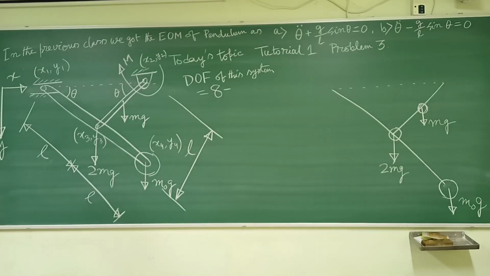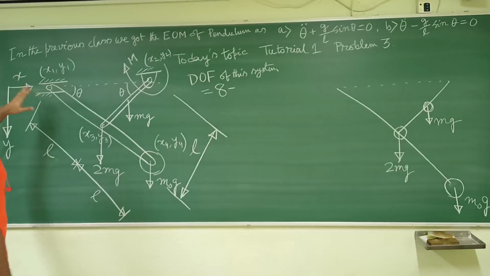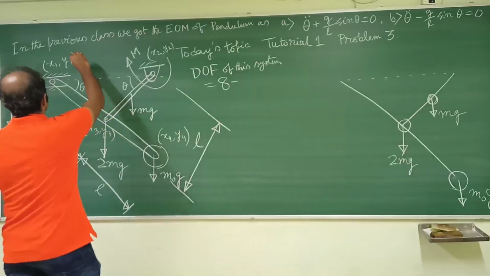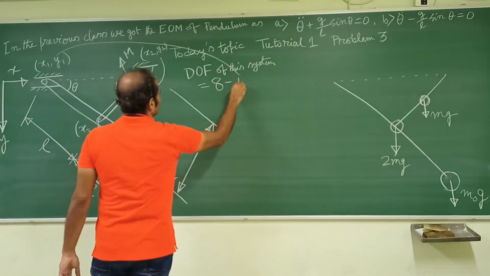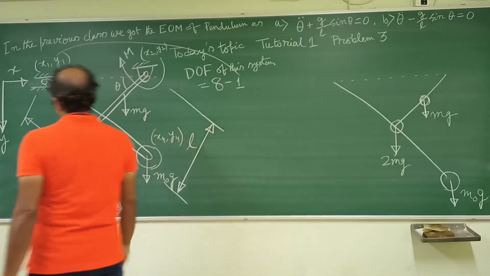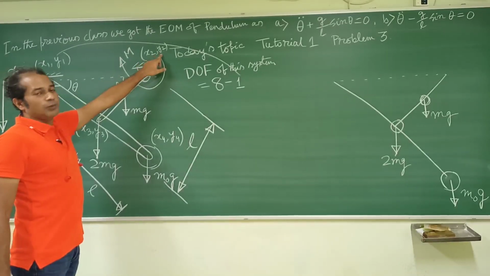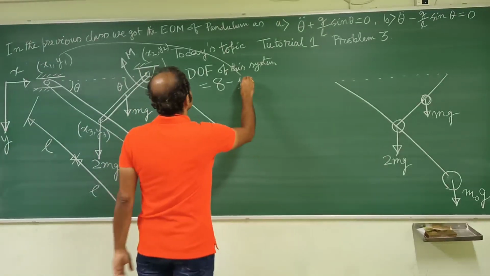So over here, x1 is allowed to move, I mean, a variation of x1 is possible, but not y1. So y1 is going to be fixed. This leads to one constraint. Now you come over here. This x2 and y2 are fixed. Though it is a joint, it is not going to change. So minus 2.